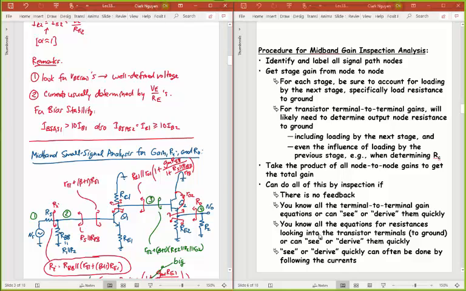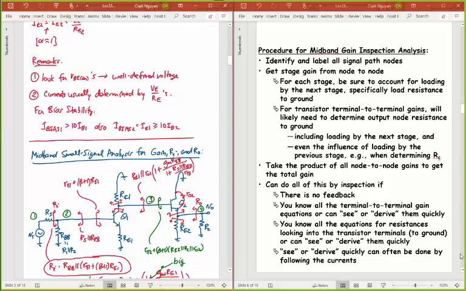You know all the equations for the resistance looking into the transistor terminals to ground, or you can see or derive them quickly. By see or derive, I mean you can do things like follow the currents, which is something I talked about in the last lecture. So that's the procedure for mid-band gain inspection analysis.